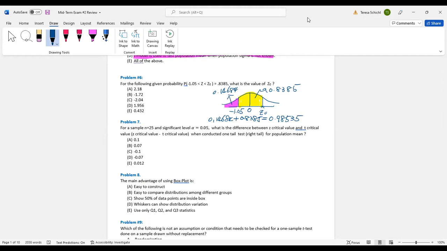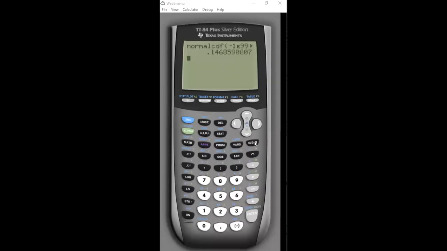Okay, now I can use the inverse norm. So let's go to my calculator again. Let's clear this. I want to find the Z0. So I go to second distribution, then I go to the inverse norm here. Remember, it's the area all the way to the left, right? So it's 0.98535. Then you go all the way down. What is it going to give you? 2.1794.